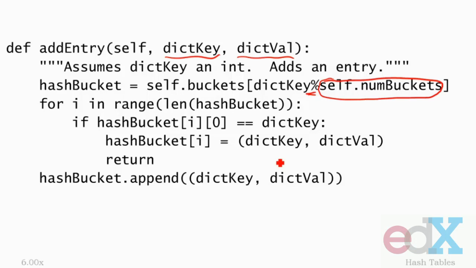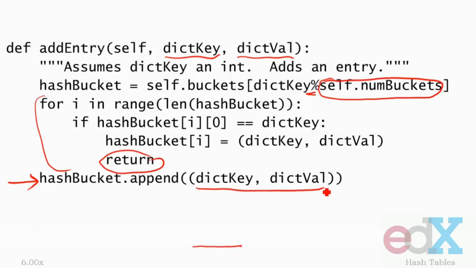It's then going to go look at the hash bucket, as we did in the last segment, until it finds the dictionary key. If it does, it updates it and then returns. Notice that once it's returned, it's done. It never gets to this statement if it returns. On the other hand, if it finishes this loop without finding the key, then it just adds a new tuple, dict key, dict val, to the dictionary.